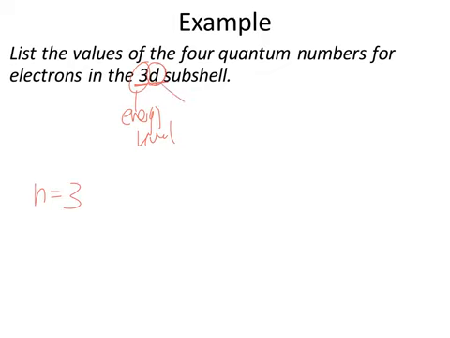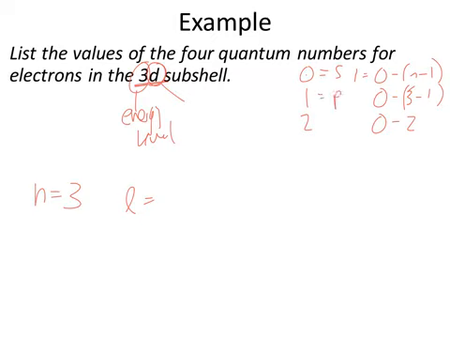For the D shape, we have to look at what our L value is. Now if you remember, we have L values of 0, 1, 2. Those are the only possible ones for n equal to 3, because remember, L is equal to 0 to n minus 1. If n is 3, you can have 0 to 3 minus 1, so the only possible values for L are from 0 to 2. So you have 0, 1, 2. Now 0 is your S, 1 represents your P, and 2 represents your D. So your value for L is going to be 2.